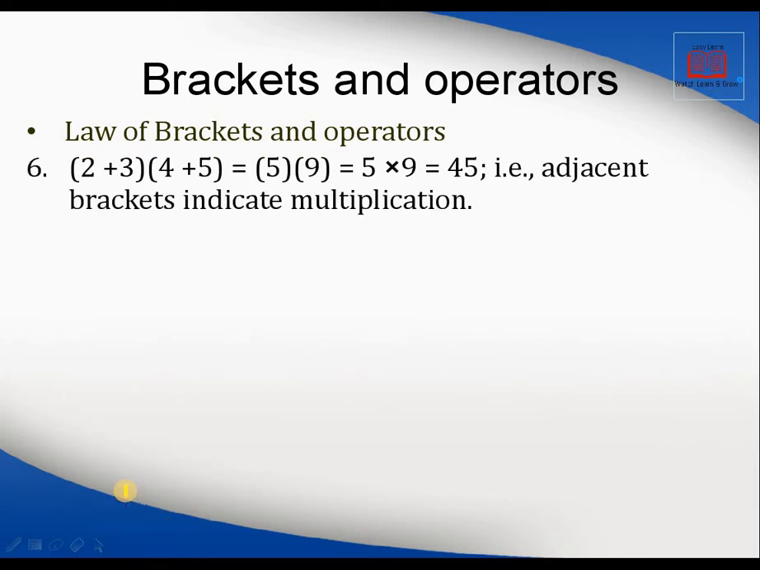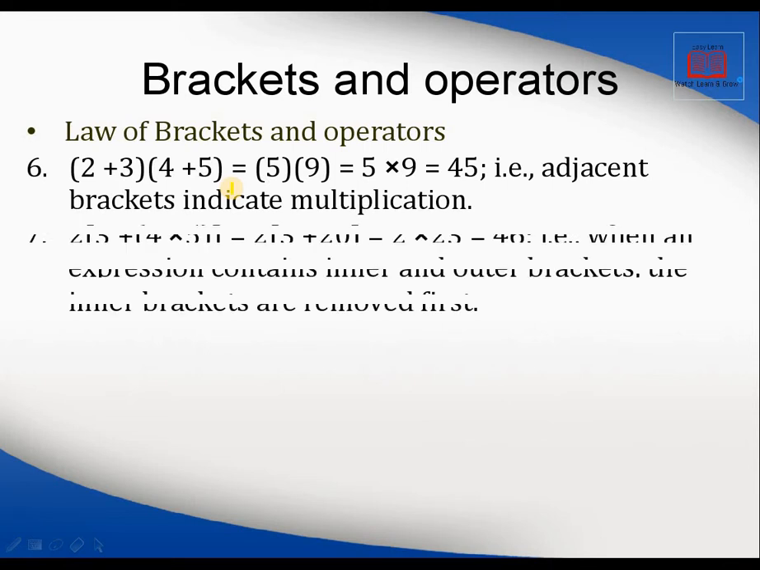Okay, the next rule, 2 plus 3, here doesn't have any sign. It is understood that there is a multiplication. First of all, you have to solve the brackets. 3 plus 2 is 5, and 5 times 4 is 20. So this is the rule. You have to solve this.